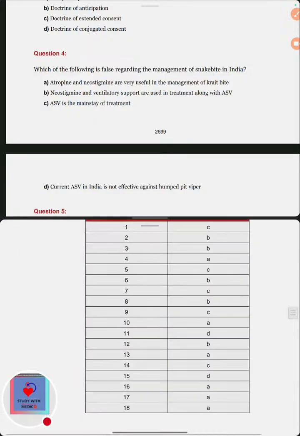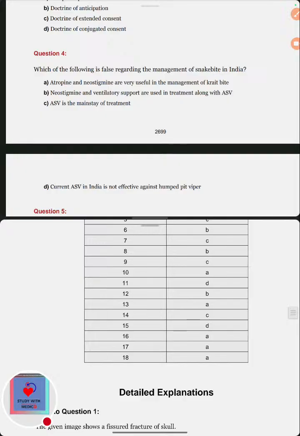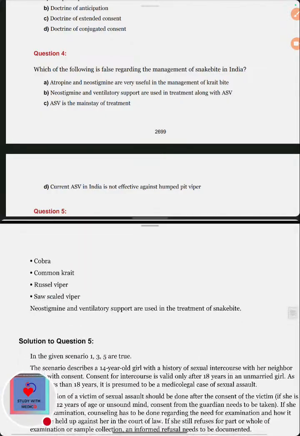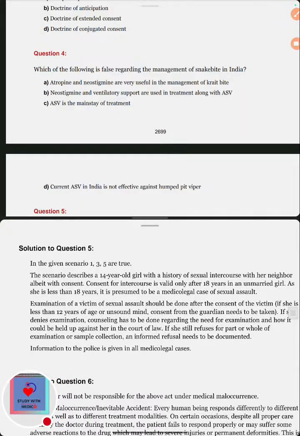Question number 4, the answer is A. A is false, because atropine is not used for krait.